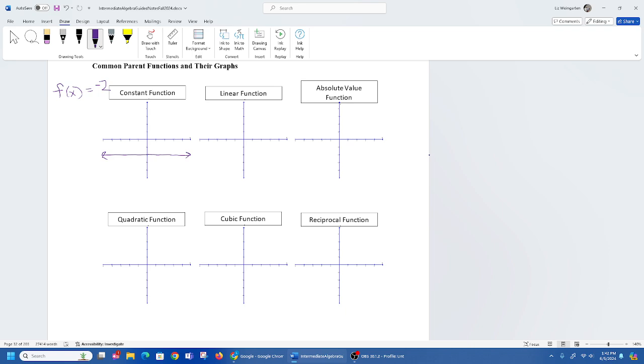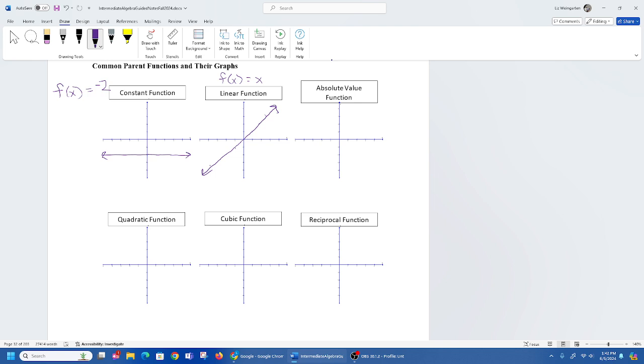The linear function is f of x is equal to x. This means the input and the output are going to be exactly the same. So it's going to go through 1, 1, 2, 2, 3, 3, -1, -1, -4, -4, and you're going to get this kind of diagonal line going through the coordinate plane similar to this. So that's the linear function.